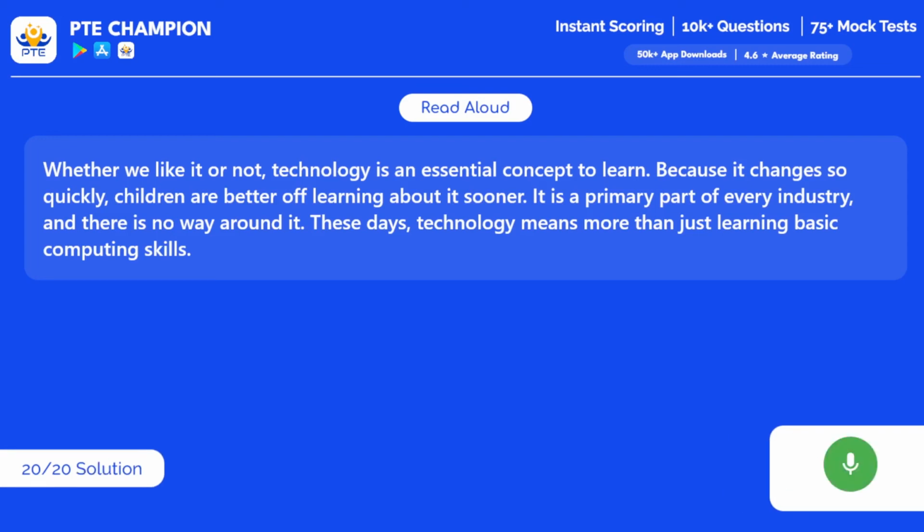Whether we like it or not, technology is an essential concept to learn. Because it changes so quickly, children are better off learning about it sooner. It is a primary part of every industry, and there is no way around it. These days, technology means more than just learning basic computing skills.